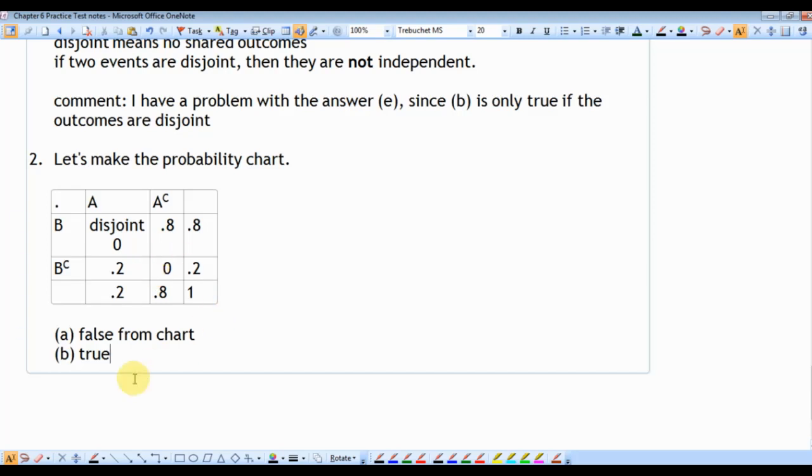Okay. Probability of A or B is equal to the probability of A plus the probability of B minus the probability of A and B. Probability of A was 0.2. Probability of B is 0.8. Probability of A and B is 0. That adds up to 1.